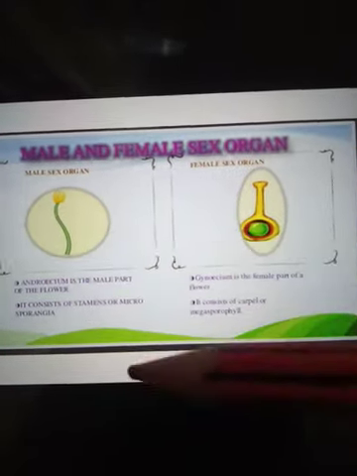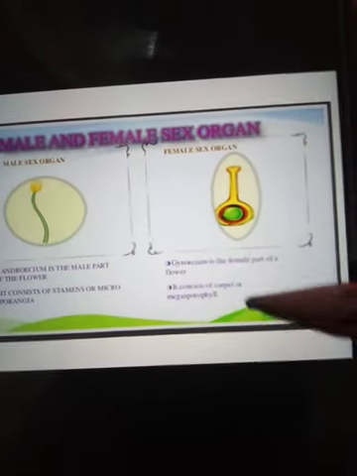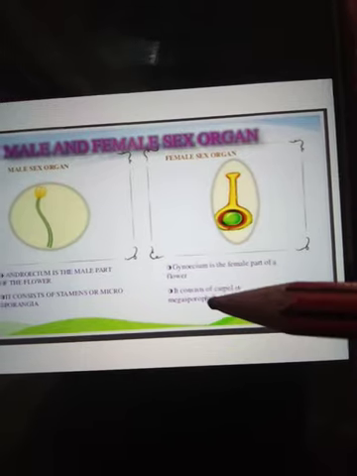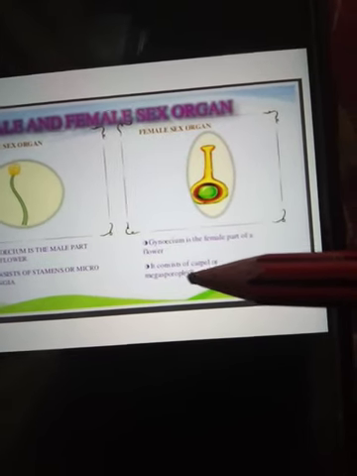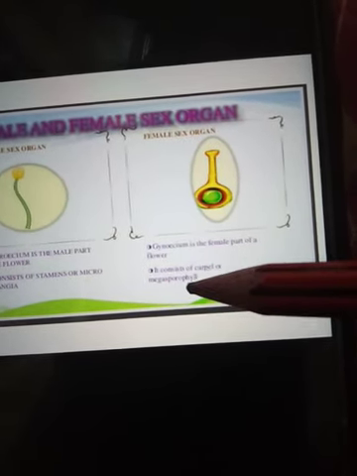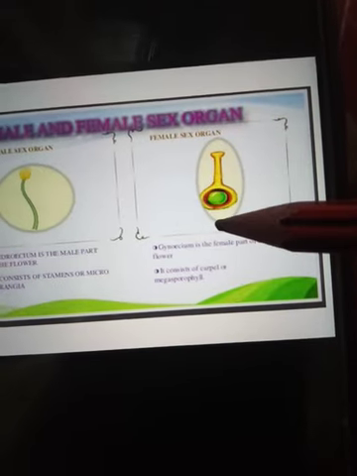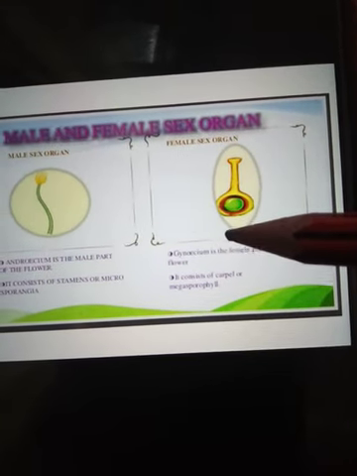Here this stamen is also known as the microsporangia. The female sex organ is called as gynoecium. It consists of carpel or megasporophyll. So the entire thing is called as carpel, megasporophyll or pistil.